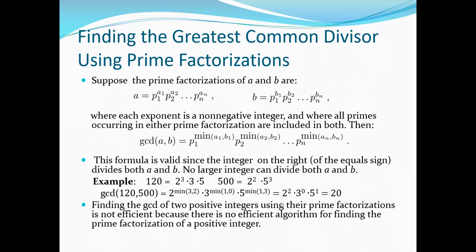After getting the prime factors with minimum exponents, multiply them, and the product is the greatest common divisor, which is 20. So we have 2 squared times 3 to the 0 times 5, which is 20. This is the GCD of 120 and 500. That's how we use prime factorization to determine the GCD. So again, get the prime factors of the given numbers.